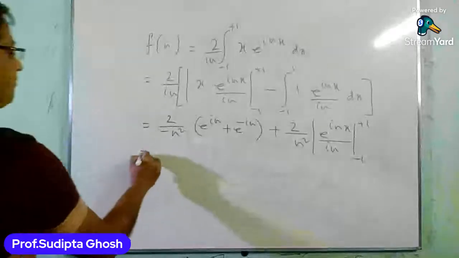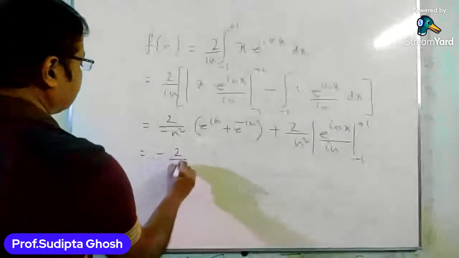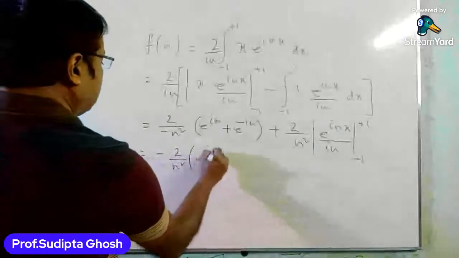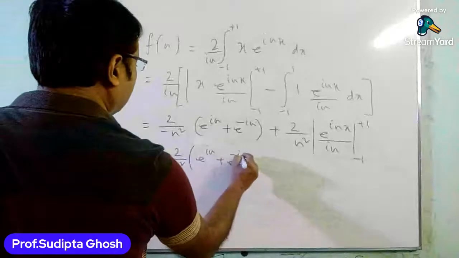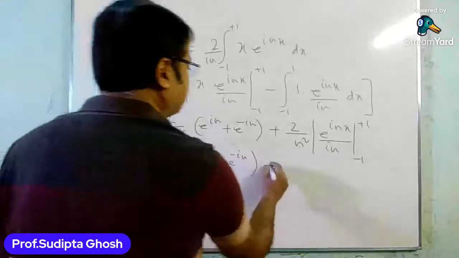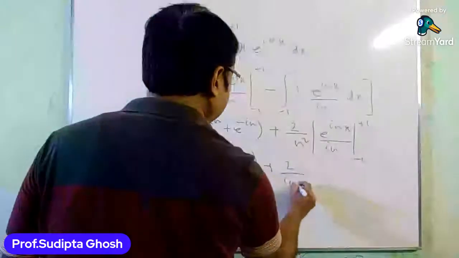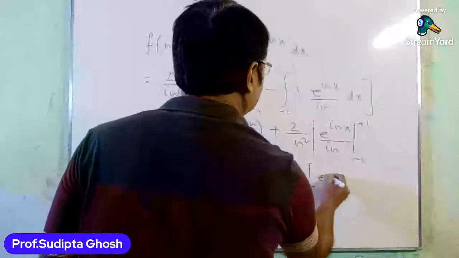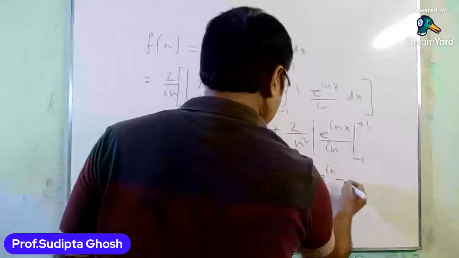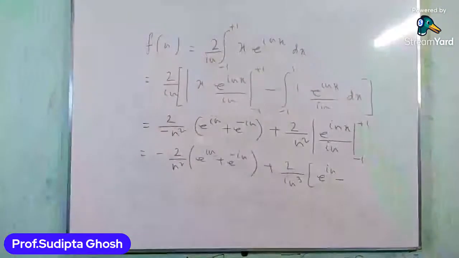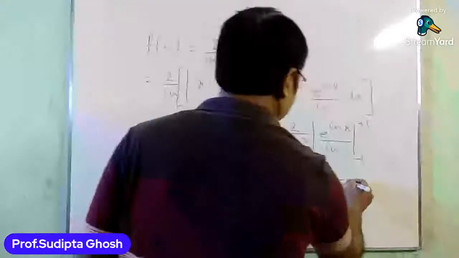So we have minus 2 by n square, e to the power i n plus e to the power of minus i n, plus 2 by i n cube, and then e to the power i n minus e to the power minus of i n.